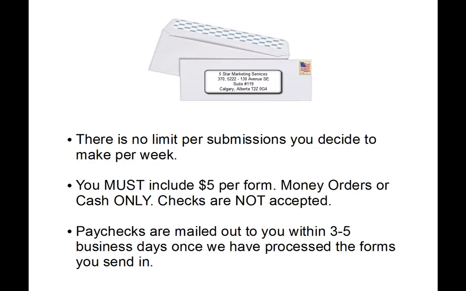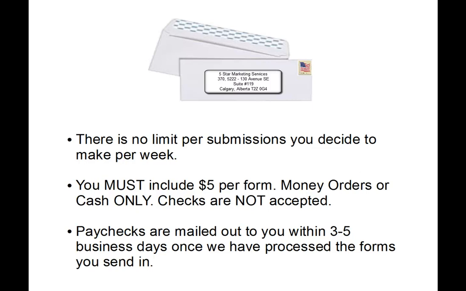You must include a $5 per form. Okay, and only money orders or cash is accepted. Now, I will let you know that most of our processors are sending in cash just because it's easier to do that, to put in a $5 bill or a $20 bill.